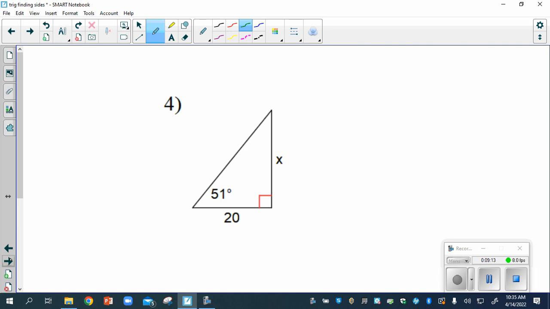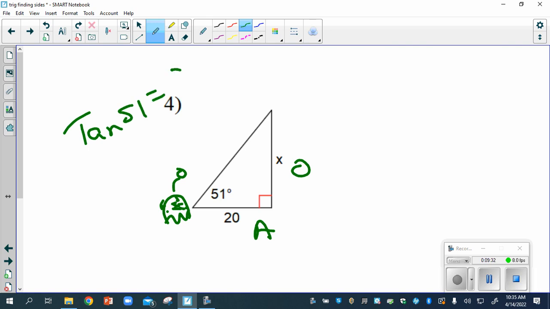Okay, here's what I got. So on this one, we're using tangent, right? We're using tangent because, here's my little alien, he's right down here. Ooh, he's got lots of eyes. And we have opposite and adjacent. So we're going to say tan of 51 equals x over 20, times both sides by 20.